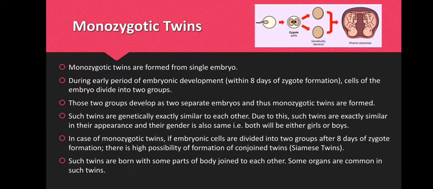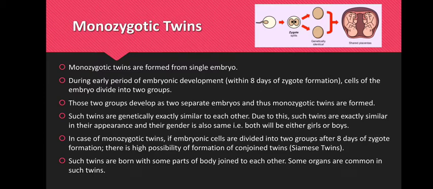One embryo divides into two different groups of cells and forms two individuals. That is why they are called monozygotic twins. Such twins, of course, will be genetically exactly similar to each other. Due to this, such twins are exactly similar in their appearance and their gender is also the same. That is, both will either be girls or boys.